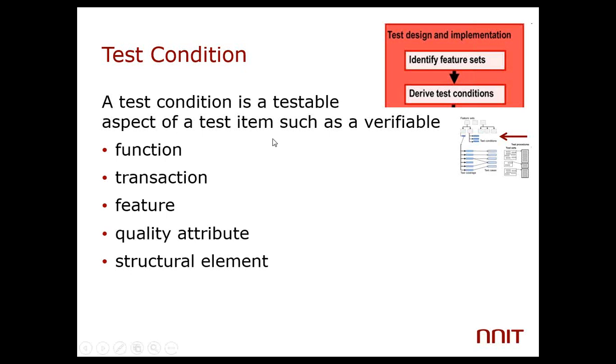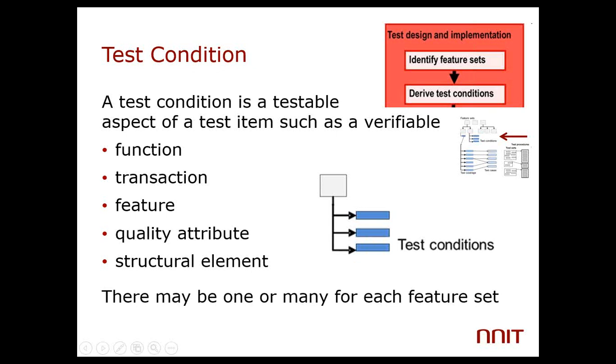So a test condition is something that you can test from your test basis. It can be a function, a use case, a transaction, a feature, a quality attribute, maybe something about performance if that's what you're going to test, or a structural element if you're doing component testing or other sorts of testing where you're looking into the actual structure of the test item, looking into how the code is structured. So for each feature set, we can derive a number of test conditions, maybe just one, maybe many.